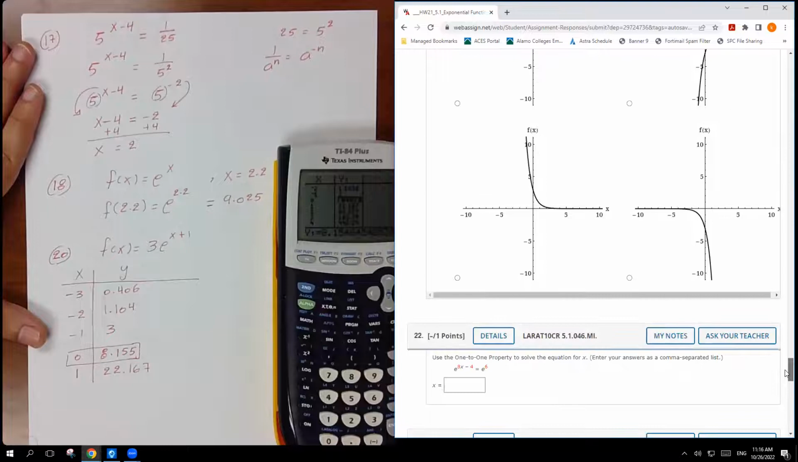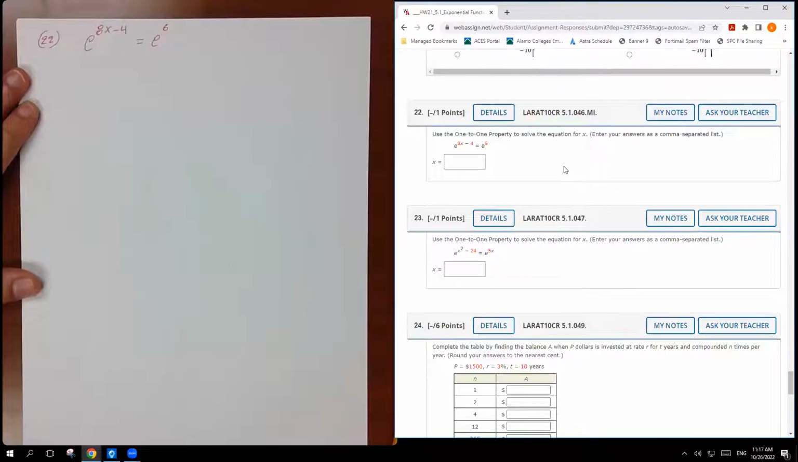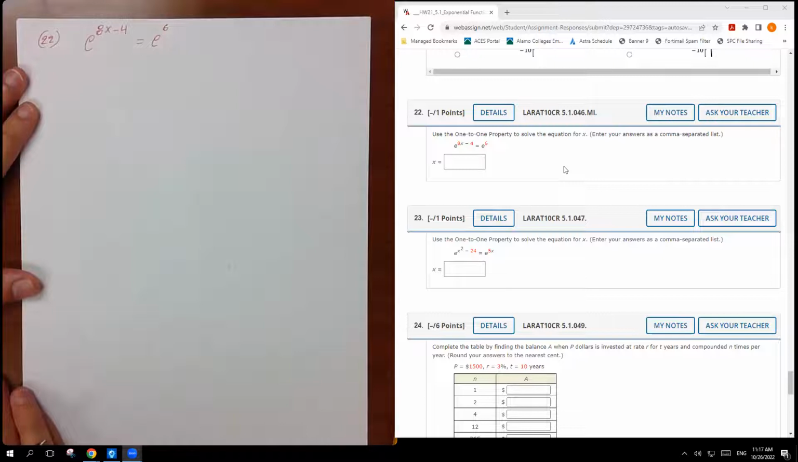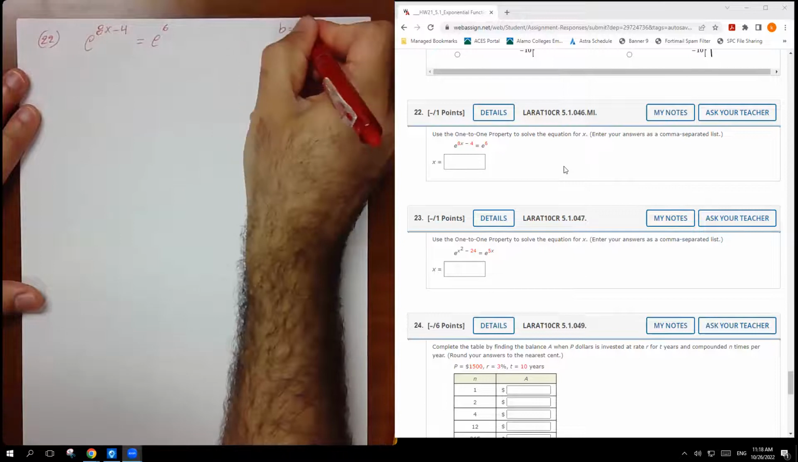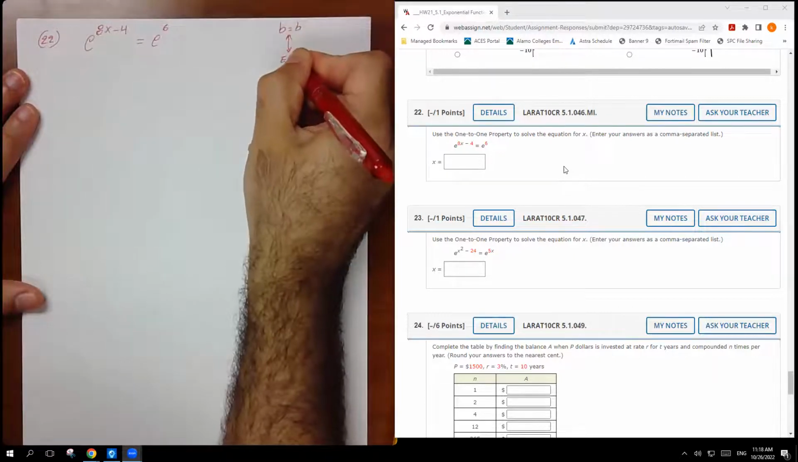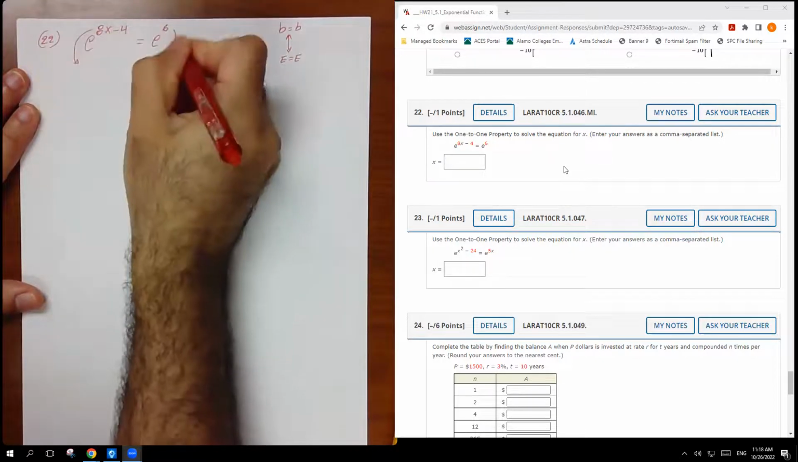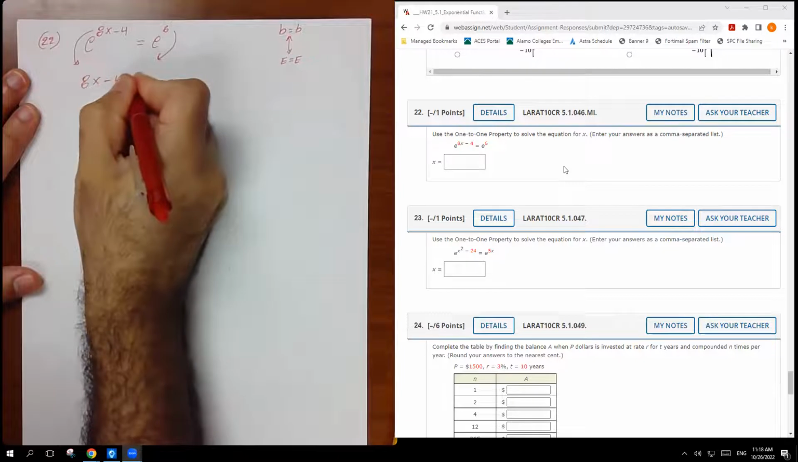Let's go to example 22, where we're going to use the one-to-one property to solve the equations for x. So let's work on example 22. We're going to use the one-to-one property, equal bases. That means we have equal exponents. E equal E, the same base. So we're just going to write down the exponents. The exponents here are going to be 8x minus 4 equals 6.